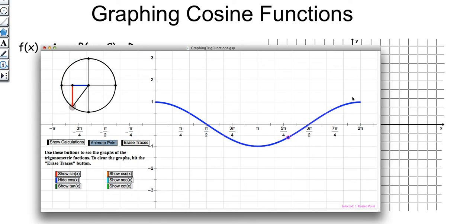We know that the cosine is going to be 0 at pi over 2 because the x value right here is 0. It's also going to be 0 at 3 pi over 2 because the x value right here is 0. We have our minimum right here at pi because the x value is going to be -1 when we've gone pi radians. And we're going to have maximums at 0 and at 2 pi because at both of those, the x value is the maximum, +1.